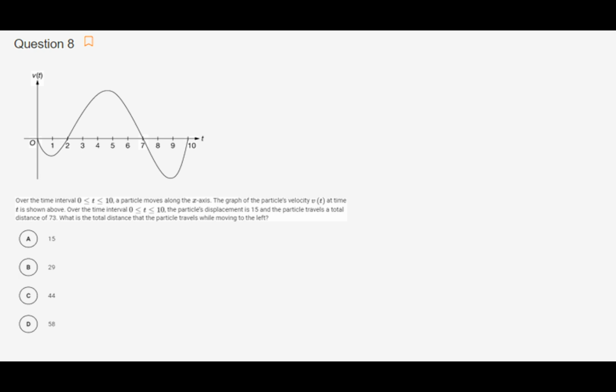Okay, this next one. So this one is a little bit different, but this is playing off of what we know. So they give us this curve. It says the interval from 0 to 10, particle moves along the x-axis. The graph of the particle's velocity, so we know we're working with velocity, at time t is shown. The particle's displacement. Okay, so displacement we know is going to be the integration of our velocity function dt.